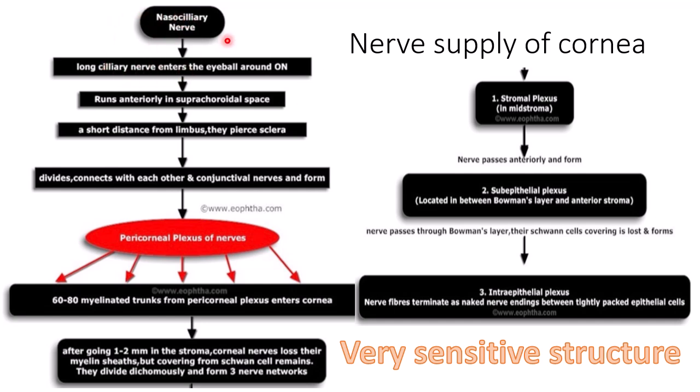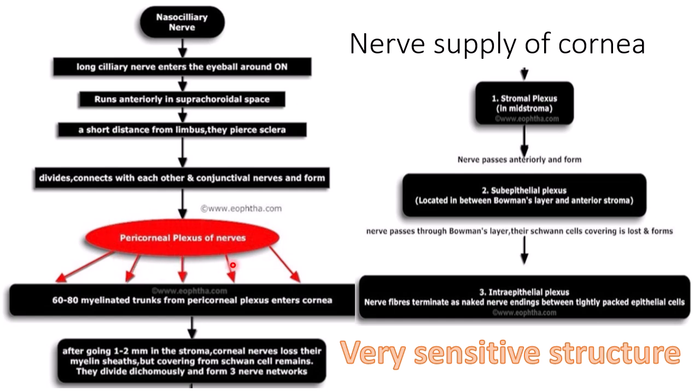Long ciliary nerves of the nasociliary nerve enter the eyeball around the optic nerve. They run anteriorly in the suprachoroidal space, and a short distance from the limbus, they pierce the sclera, connect with each other, and form the pericorneal plexus of nerves. This is at the limbus.